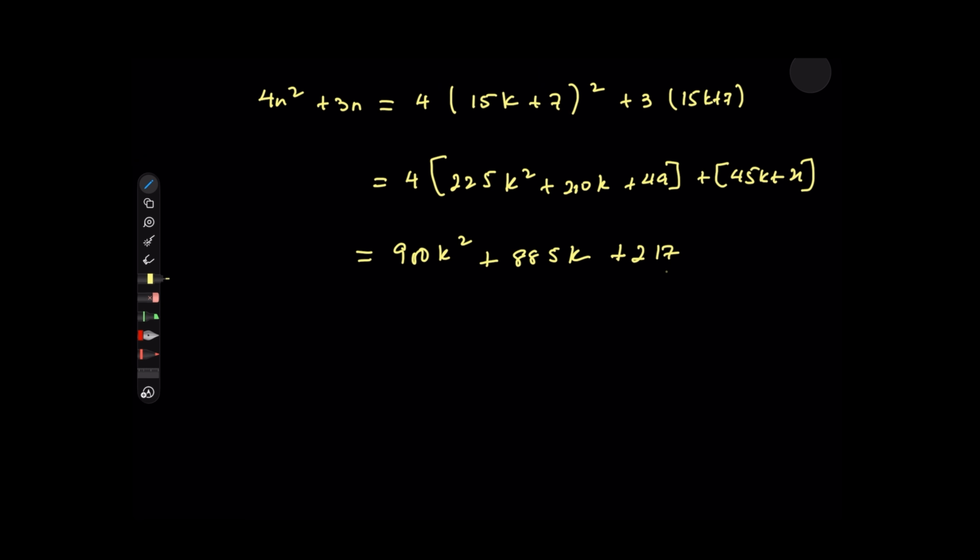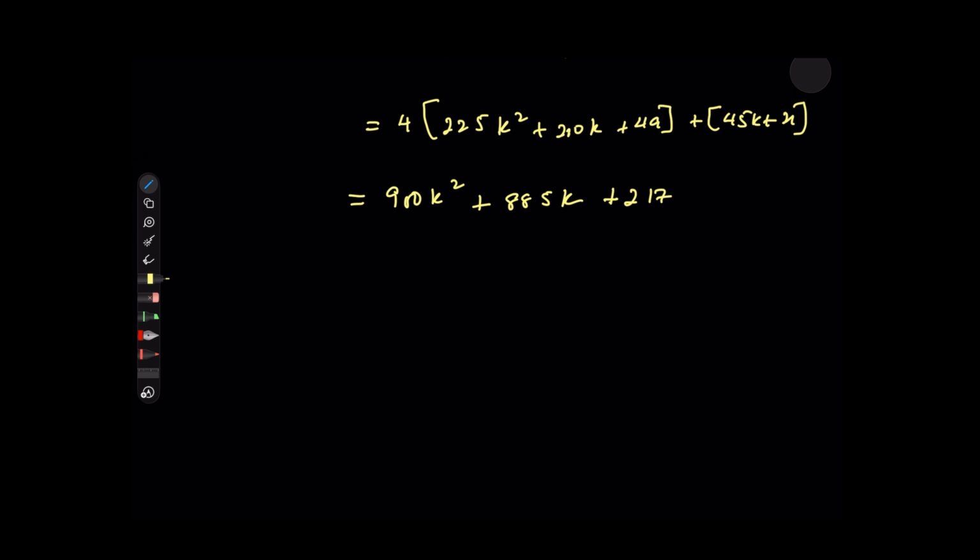So look, I'm seeing the same 217 here, but I have two terms here in front. So we want mod 15. It means that any term here with 15 as a factor is 0 mod 15. In other words, when we divide by 15, I have to get no remainder, right? So this 900 has to be 0 mod 15, and this 885 also has to be 0 mod 15.